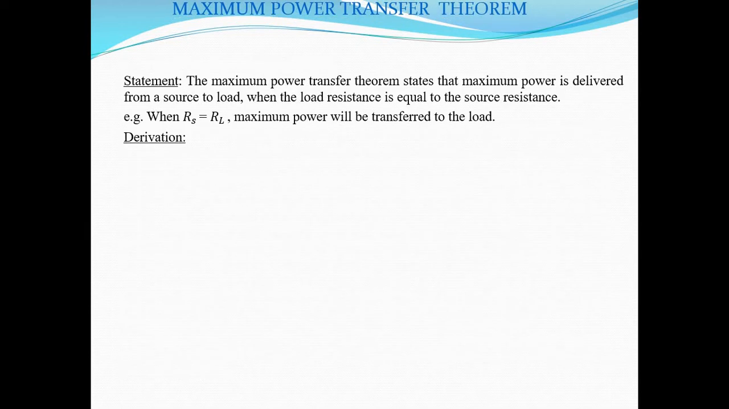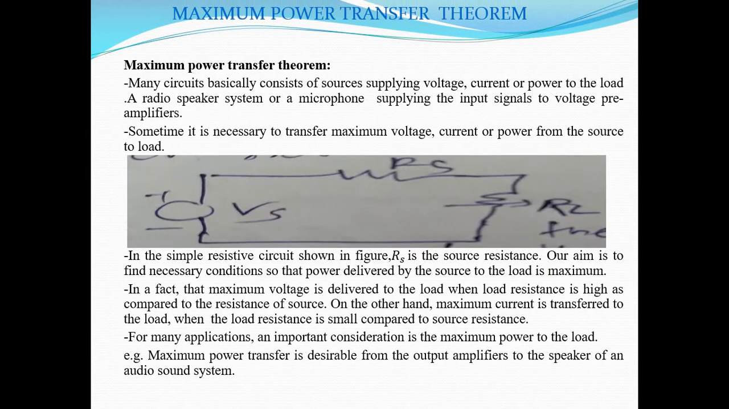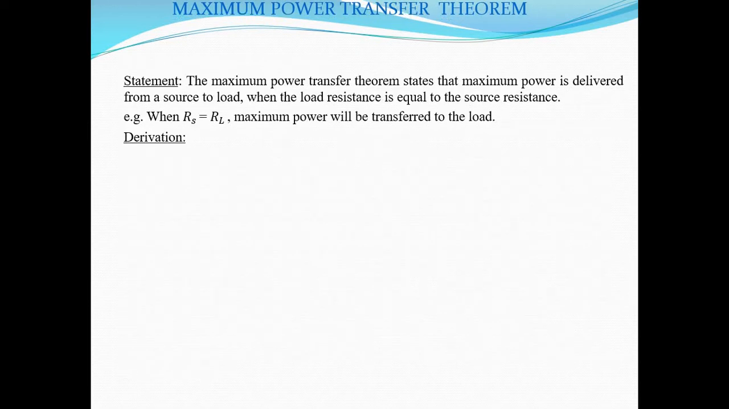So let's discuss the statement of the maximum power transfer theorem. The maximum power transfer theorem states that maximum power is delivered from a source to the load when the load resistance is equal to the source resistance. For example, in this circuit, the maximum power is transferred to the load RL when Rs is equal to RL.